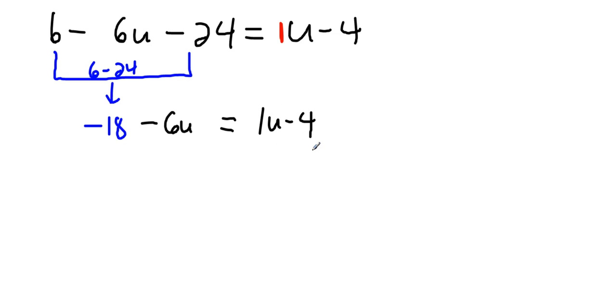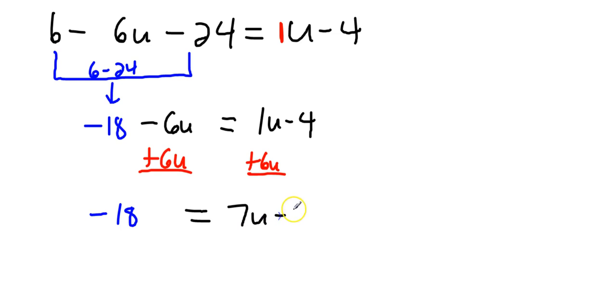And we've got to start moving things from one side to the other. Again, I like to get rid of the negative, so if you've got a negative 6u, let's add 6u to both sides, because it's easier to add than it is to subtract for most people. We've got the negative 18. That's going to equal 7u minus 4. So now the u's are on the right-hand side. We've got to get rid of this 4, move it over to the left-hand side.